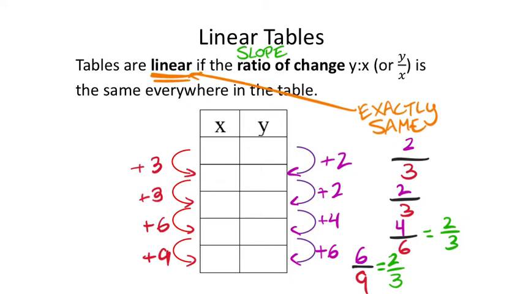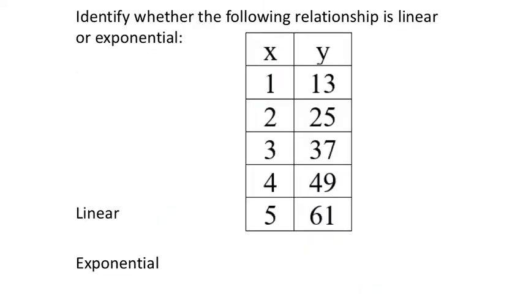If they're not the same, from what I remember, they're only going to give us two options, like the objective said. Is it linear or is it exponential? If we see it's not linear for some reason, then we would say it's automatically exponential. With that in mind, let's take a look at this example.